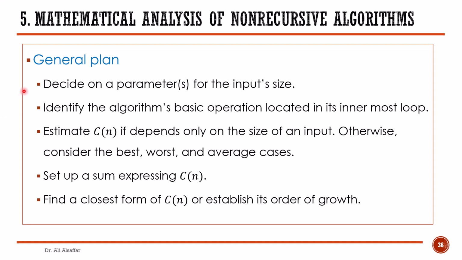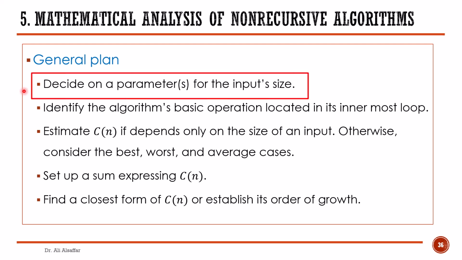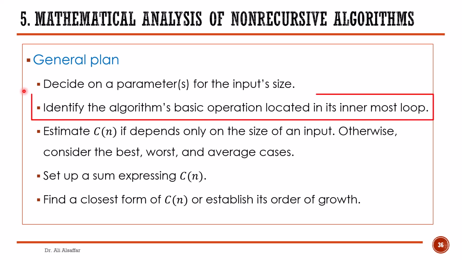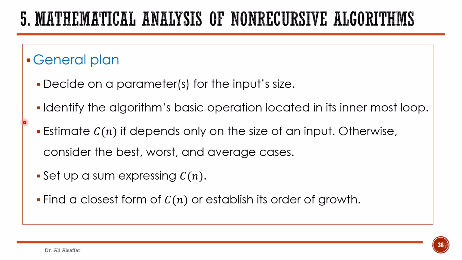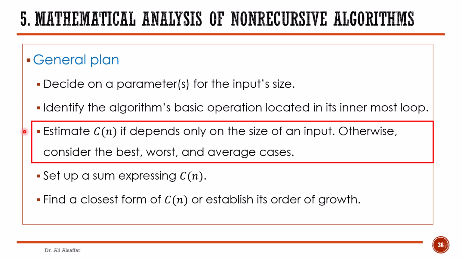The general plan for analyzing non-recursive algorithms begins with deciding the problem input size as a parameter to the time complexity, followed by identifying the basic operation that is located in its innermost loop. If the time complexity of the algorithm is denoted by Cn, where n is the problem size, the next step is to determine the different scenarios of Cn. I mean whether the analysis to find Cn is every case, or best, worst, and average cases.